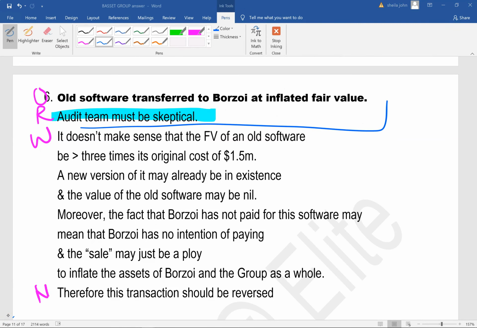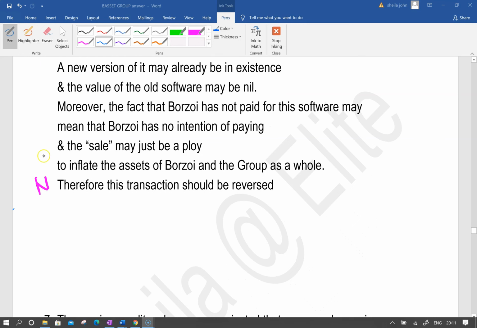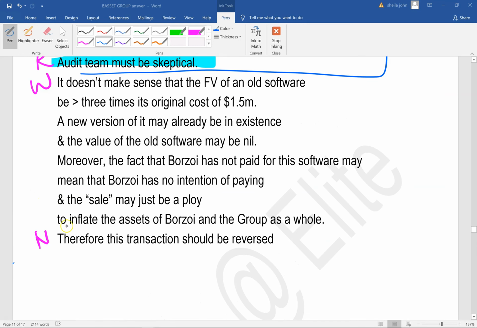Final point here about the old software being transferred. Can you imagine old software being revalued? So the requirement here is for the team to be skeptical. Why? Because it doesn't make sense. It is an old software. How can you revalue it? Not only that, but they revalued it to fair value and it is unlikely to have an active market. So it's ridiculous. The value of this old software is probably nil. Anyway, Borzoi is not paying for it. Therefore, this transaction, what we need to do now is the transaction needs to be reversed.